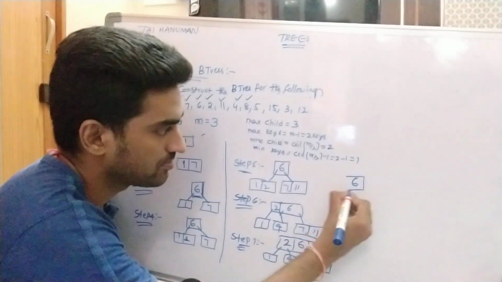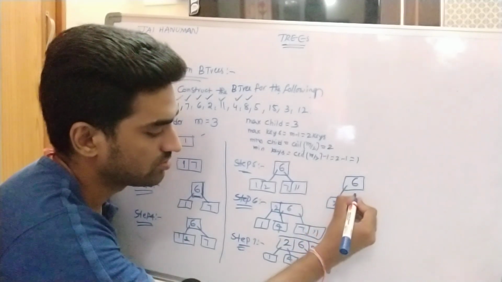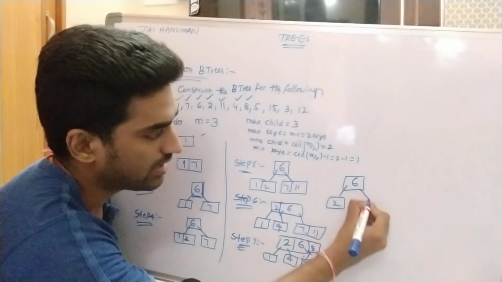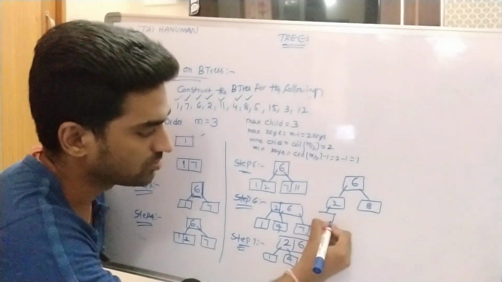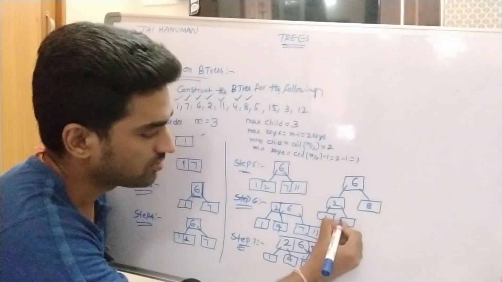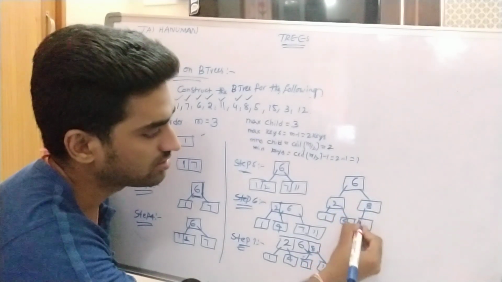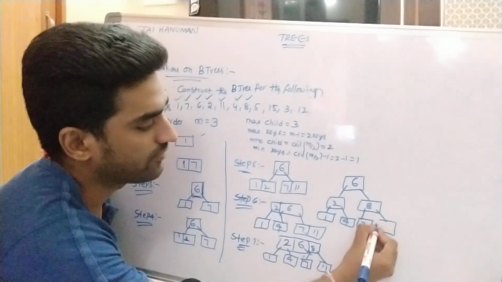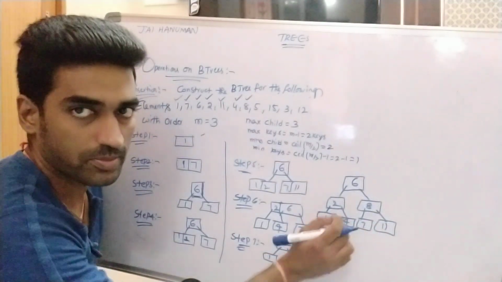Now the tree becomes like this: 6, 2, 8. For 2, 1 4. 7 11. Right, now this tree satisfies the B tree properties.